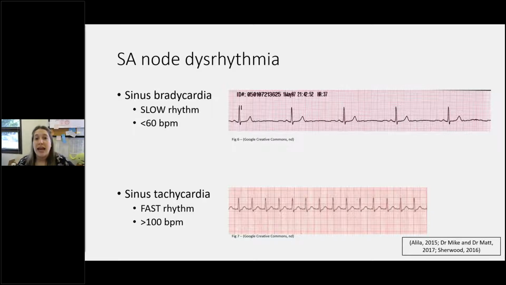Originating from the SA node, common dysrhythmias include sinus bradycardia and tachycardia. Bradycardia is the slowing down of the SA node. This results in a slower heart rate, usually less than 60 beats per minute. Bradycardia may be normal for sleeping or rest, but clinical sinus bradycardia is not normal for heartbeat. See on the EKG that there is a lot of space in between each beat.